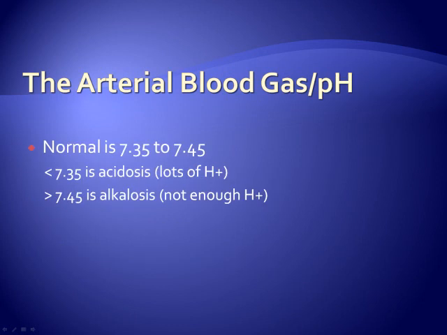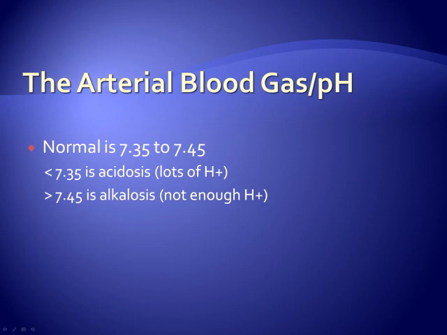The pH, the normal, is 7.35 to 7.45. So you see there's a tight little range there right around 7.4. If the pH is less than 7.35, it would indicate acidosis. Greater than 7.45 indicates alkalosis.